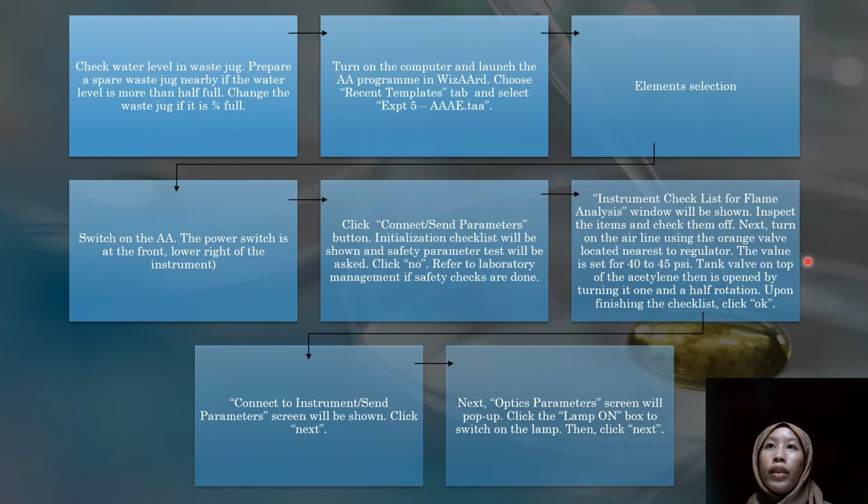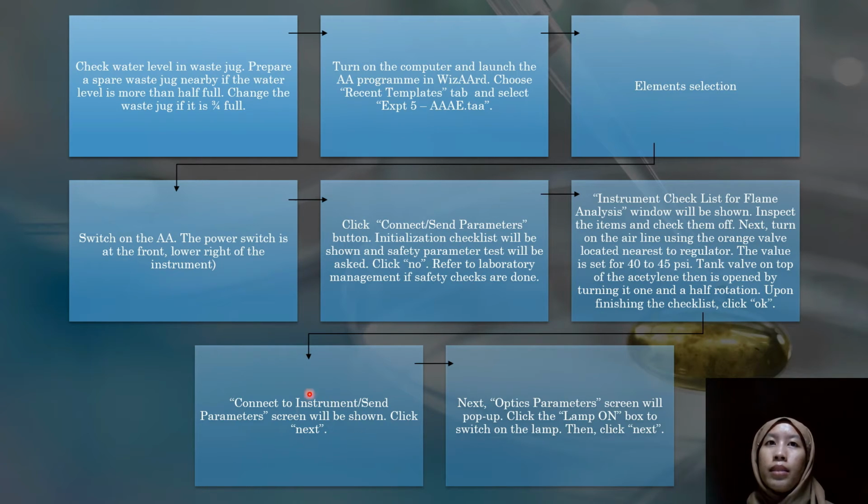Next, turn on the airline using the orange valve located nearest to the regulator. The pressure of the airline must be set from 40 to 45 psi. And then you open the tank valve on the top of the acetylene by turning it 1.5 rotations. When you have finished the checklist, click OK. Next, connect to instrument send parameters.